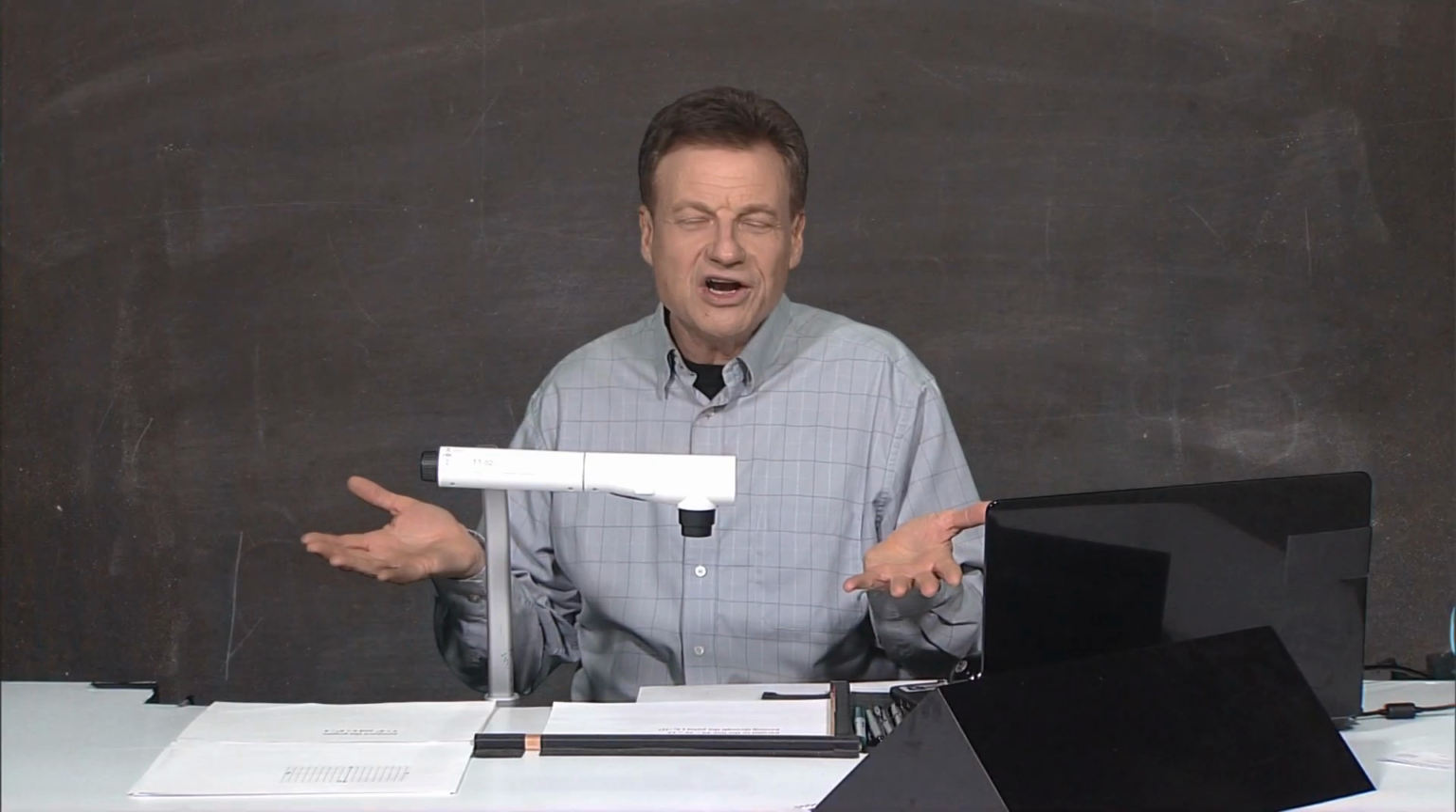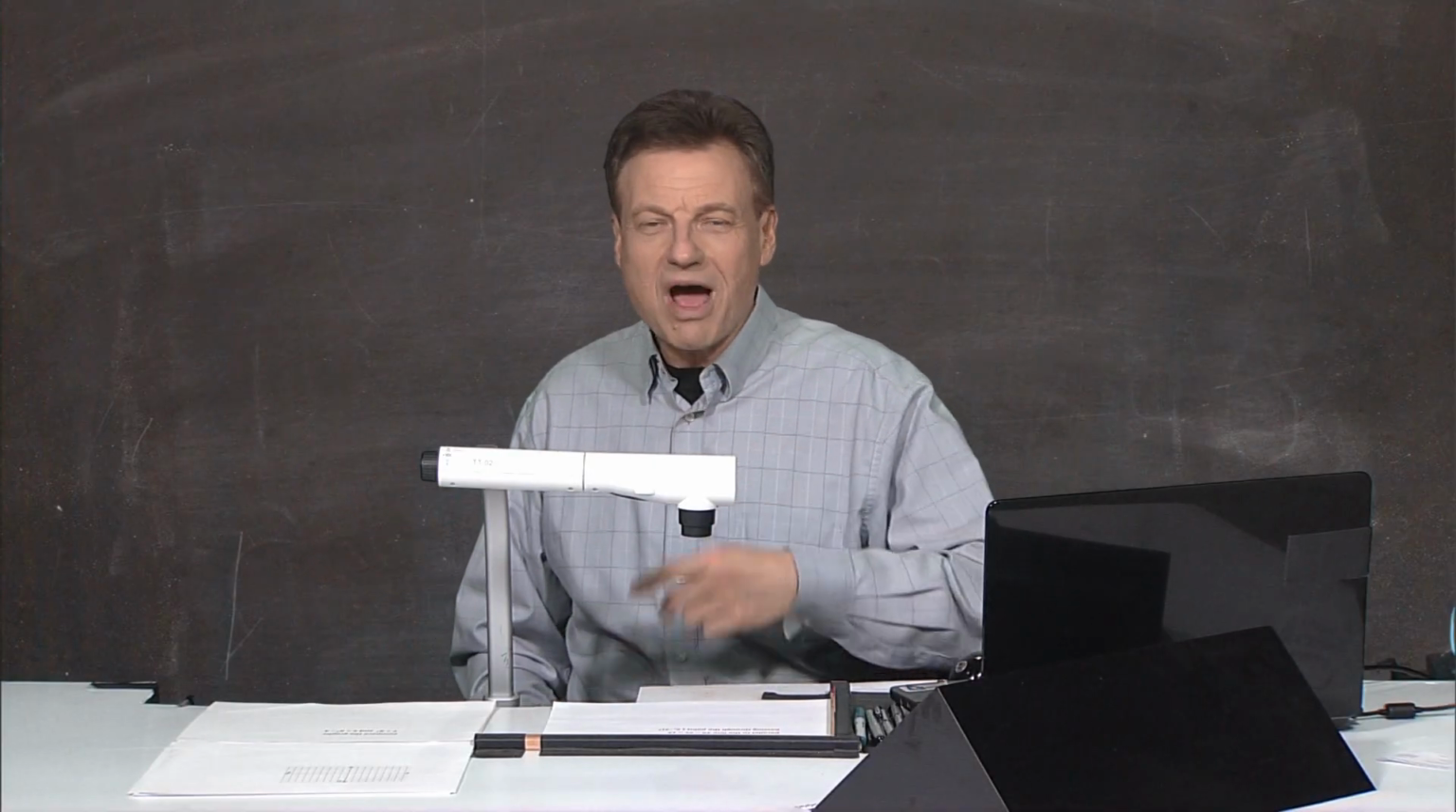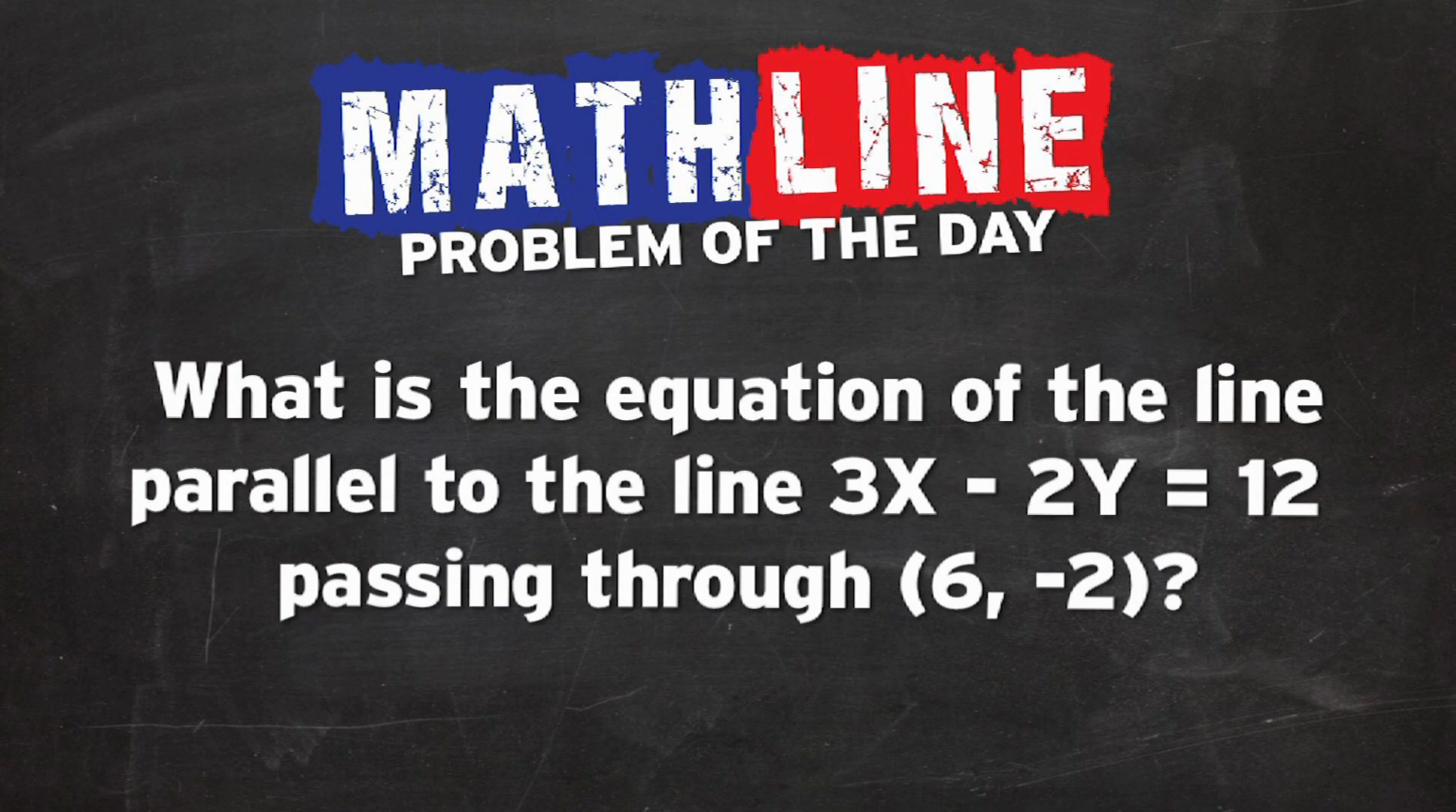And to get us started here, let's get pumping with our problem of the day. Problem of the day, well, that looks like yesterday's, but no, it's not yesterday's. It's one word of difference. Let's read it. What is the equation of the line parallel to the line 3x minus 2y equals 12, passing through the point (6, -2)?